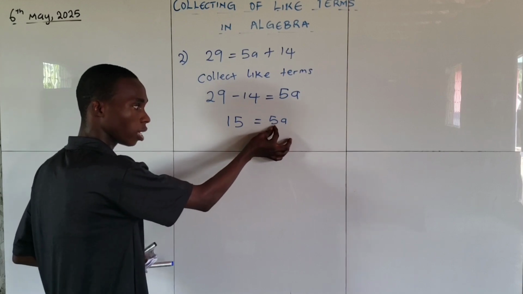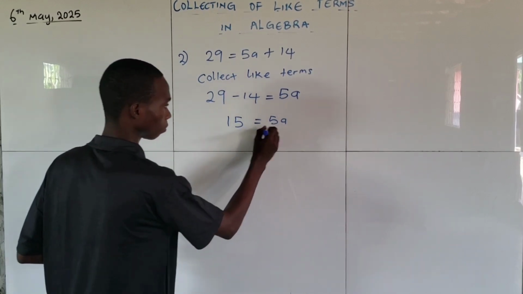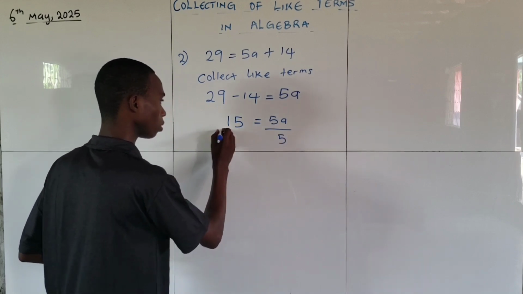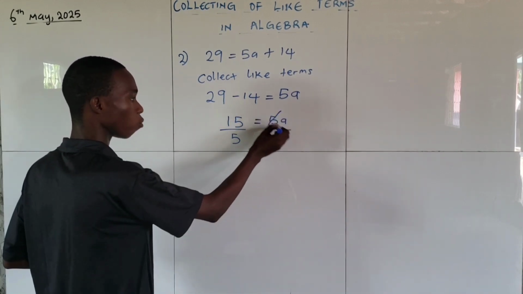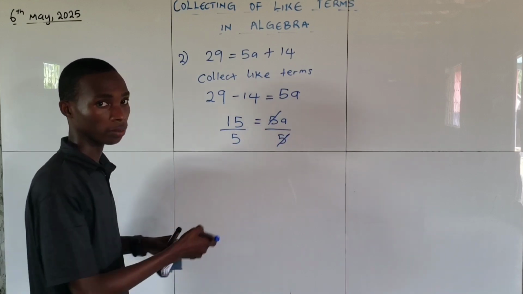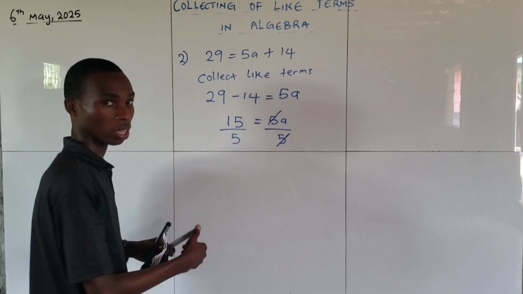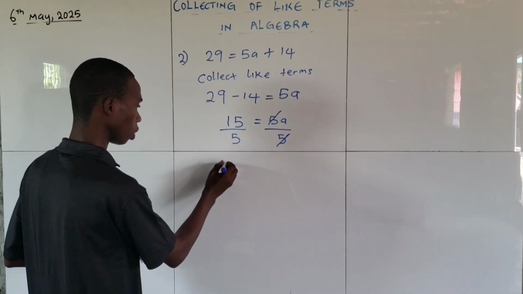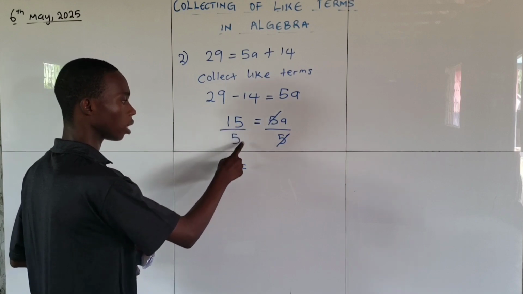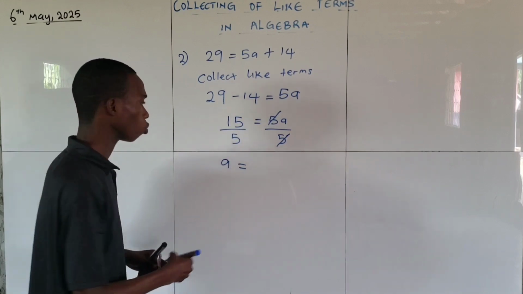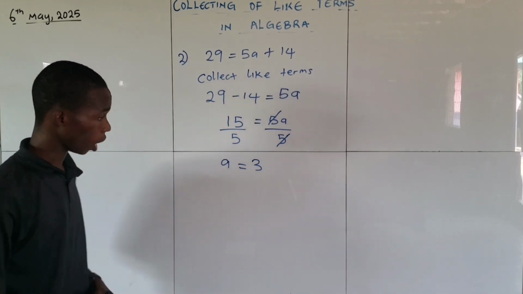The one a is carrying here is what? It is 5. So we divide both sides by 5, so that this a can be left alone. Now 5 will cancel 5 here. We are left with a. Normally, a is supposed to flip this way. a is supposed to be at the left hand side and then equal to a number. So we will now get a equal to. Now we have this 15. 15 divided by 5 will give us what? It will give us 3. So that is our answer.